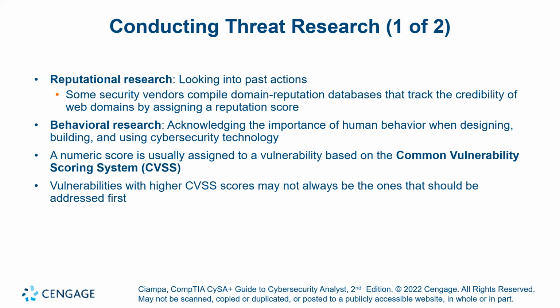A numerical score is usually assigned to a vulnerability based on the Common Vulnerability Scoring System, or CVSS. Vulnerabilities with higher CVSS scores may not always be the ones that should be addressed first. So sometimes if they have a higher score, that may be bad, but it might also be something that is really, really not likely to happen. Whereas one that's got a slightly lower score might be something that is much more likely to happen.